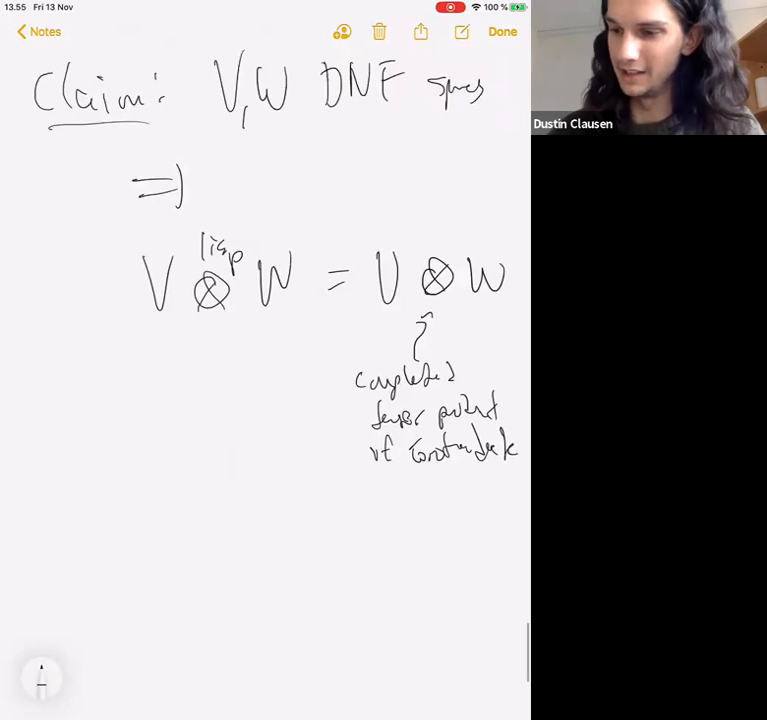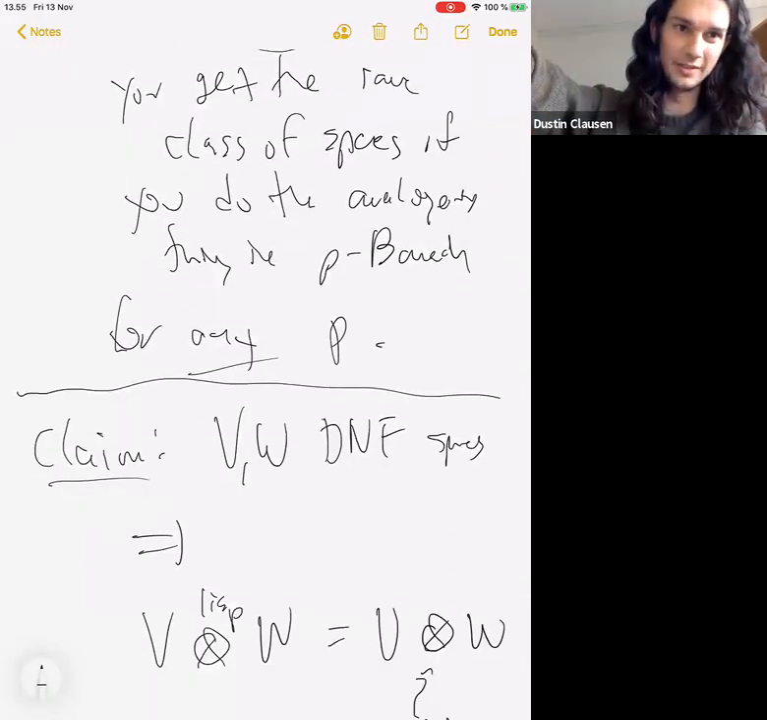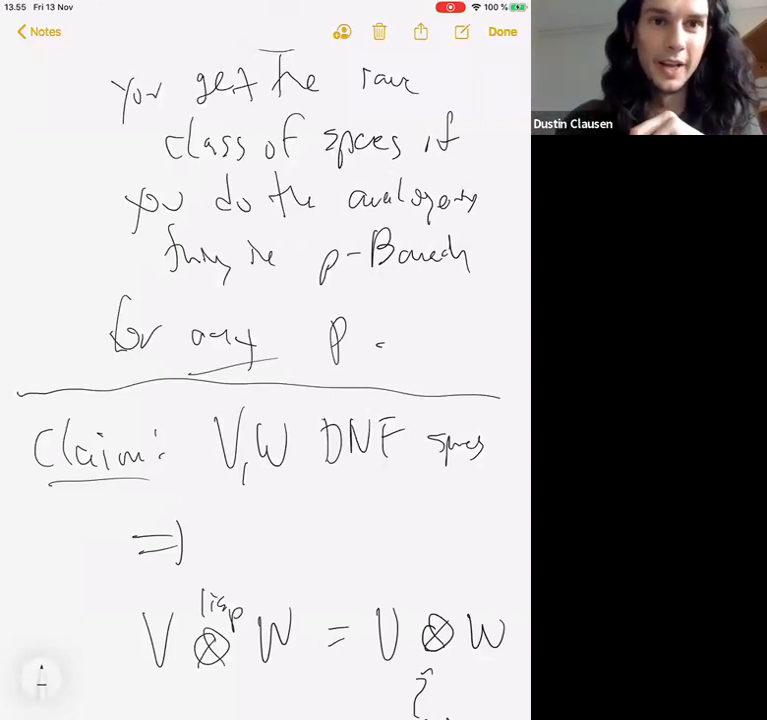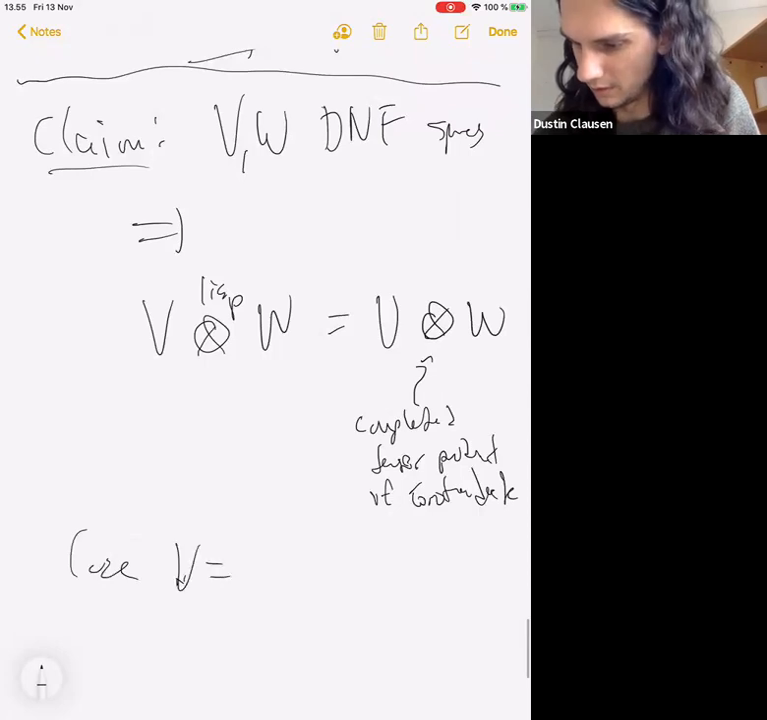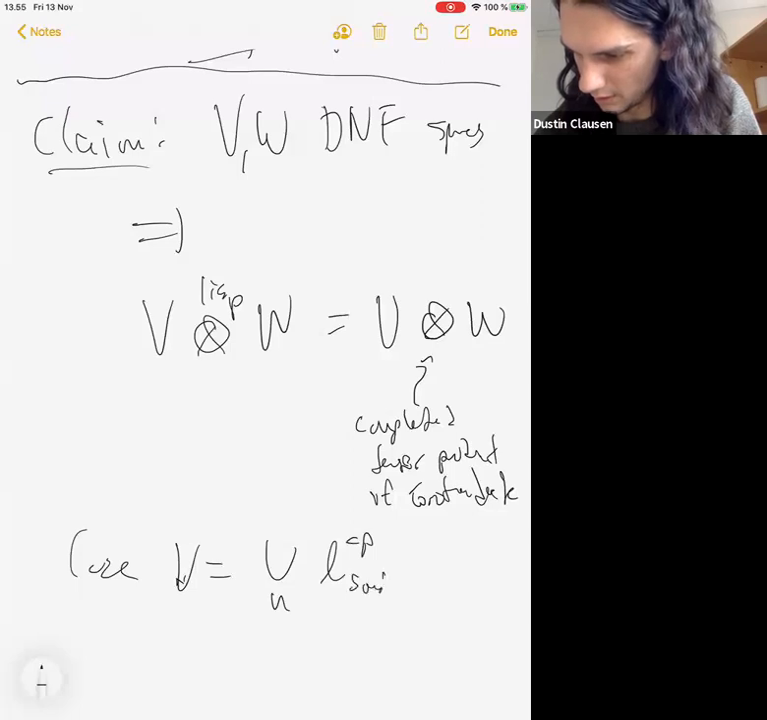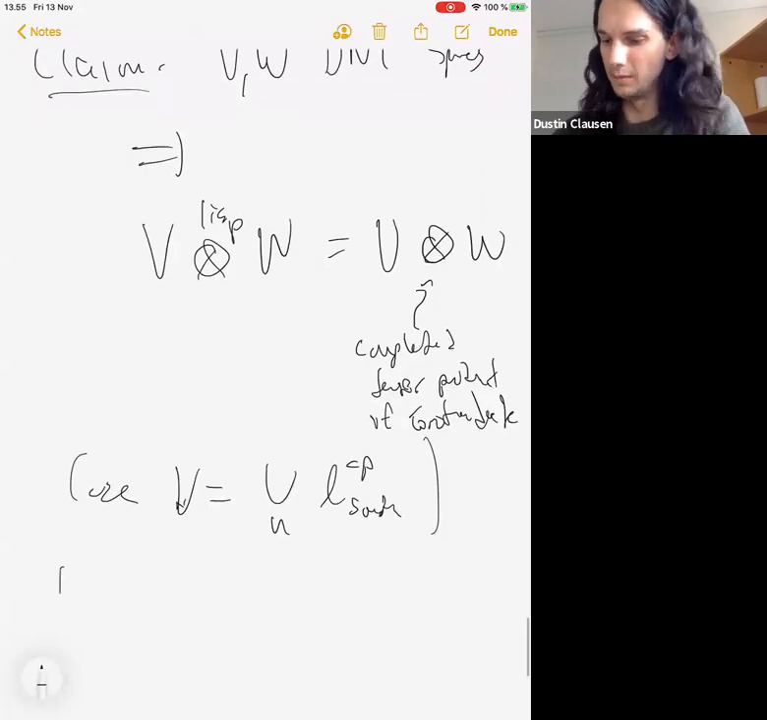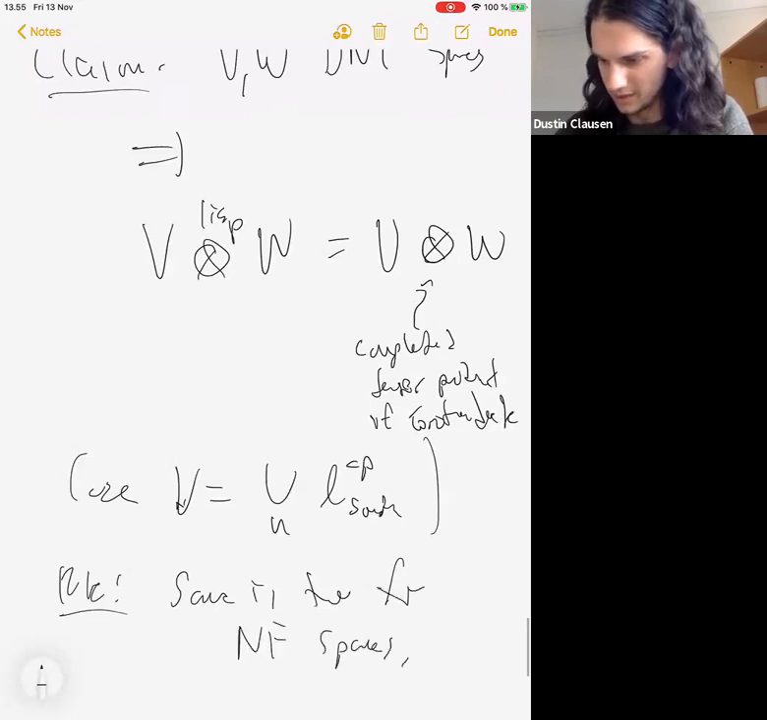And you prove this by using these ideas to write V and W as filtered unions of these sequential Smith spaces instead. And then you can just do the calculation by hand and see that it gives the correct guy. So use these basic Smith spaces here. And I'll make a remark that the same is true for nuclear Fréchet spaces, but this is much harder to see.